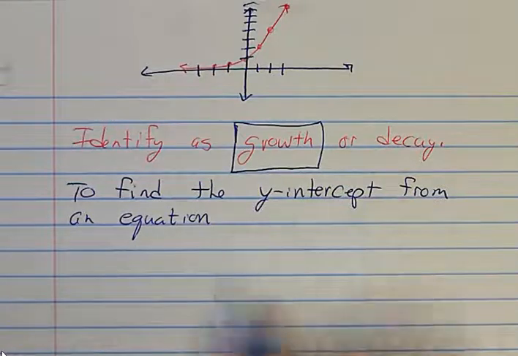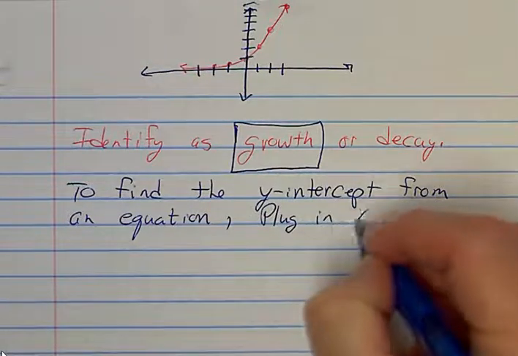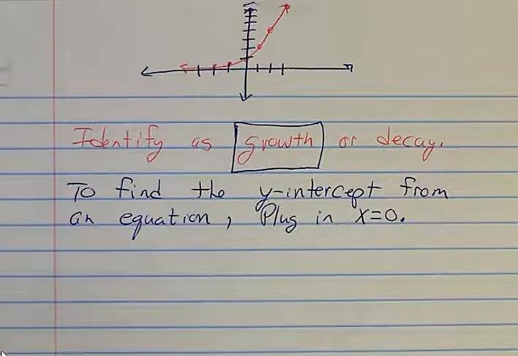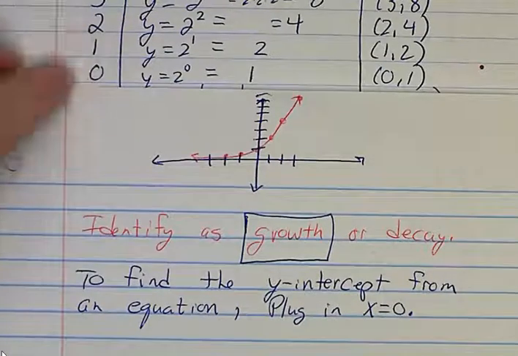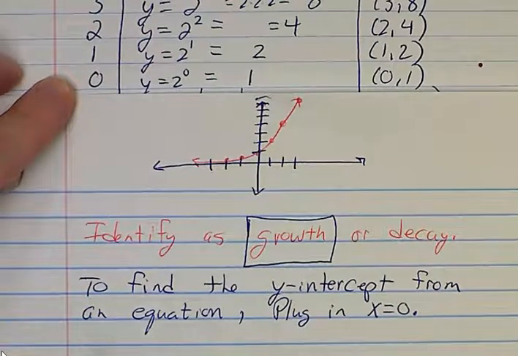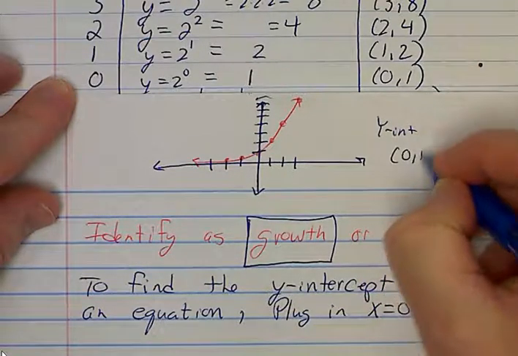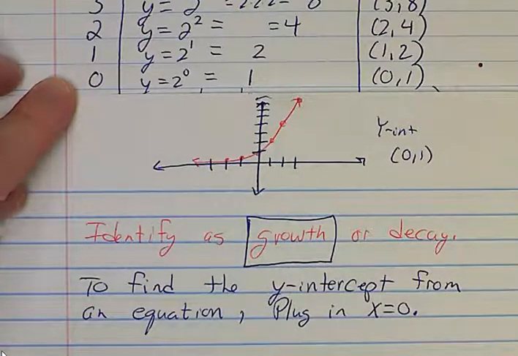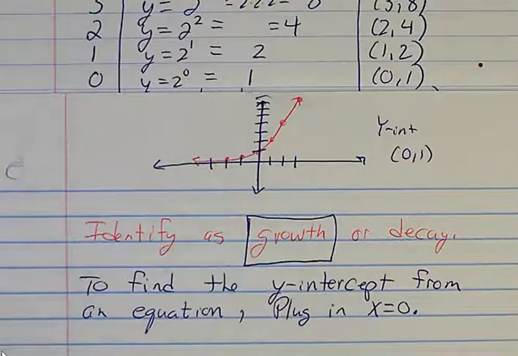So to find the y-intercept from an equation, just plug in x equals 0. Now, for this one, we didn't have to. We kind of did both of them. We got the graph, but at the same time, we plugged in 0 right here. And when we plugged in 0, we got 1, so we knew the y-intercept was going to be at (0, 1). So sometimes they give you a graph, sometimes they give you an equation, and just know how to work back and forth between the two of them there.